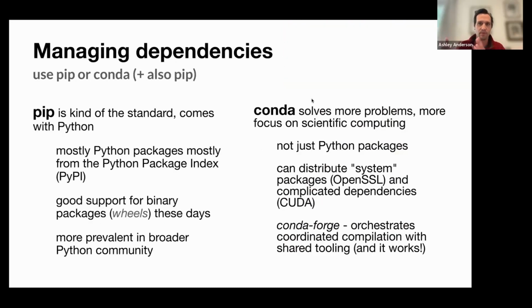I mentioned there's kind of two ecosystems here: pip and conda. If you're using conda, you're also going to be using pip. Pip is kind of the standard, a package manager that can install and manage your packages. It's the standard for the Python ecosystem, so it extends much beyond scientific computing. Conda solves more problems. It's focused more on scientific computing, so it's also not just Python packages. There's some overlap, but not entirely. They both exist for historical reasons, but I think they both still have certain advantages.